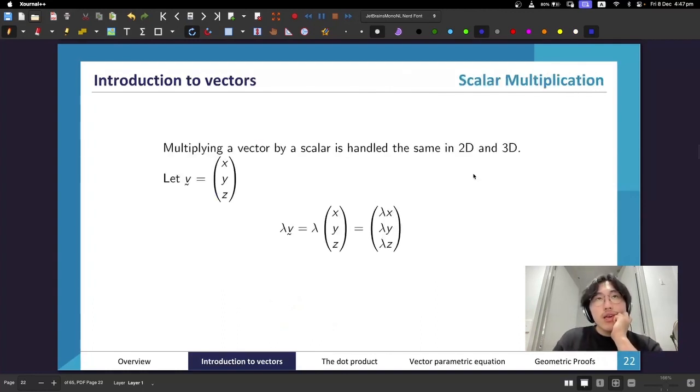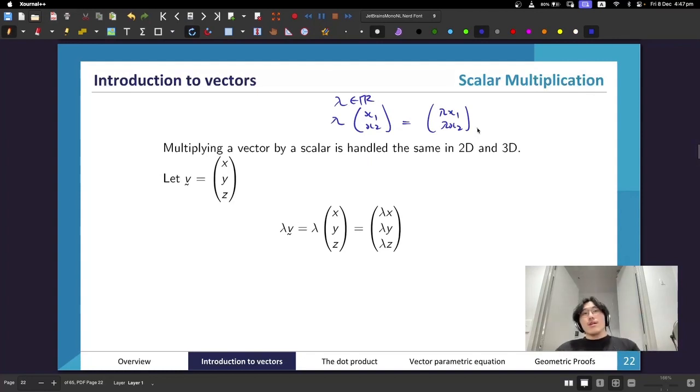Okay. And multiplying a vector by a scalar is handled the same in 2D and 3D. So in extension 1, you would have seen that where lambda is some real number, this becomes lambda x1, lambda x2. And yeah, this will become useful in parametric equations.